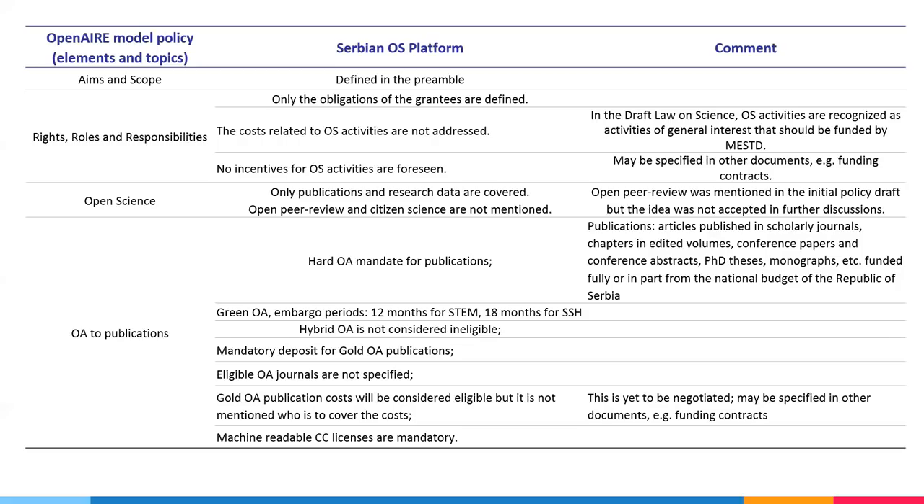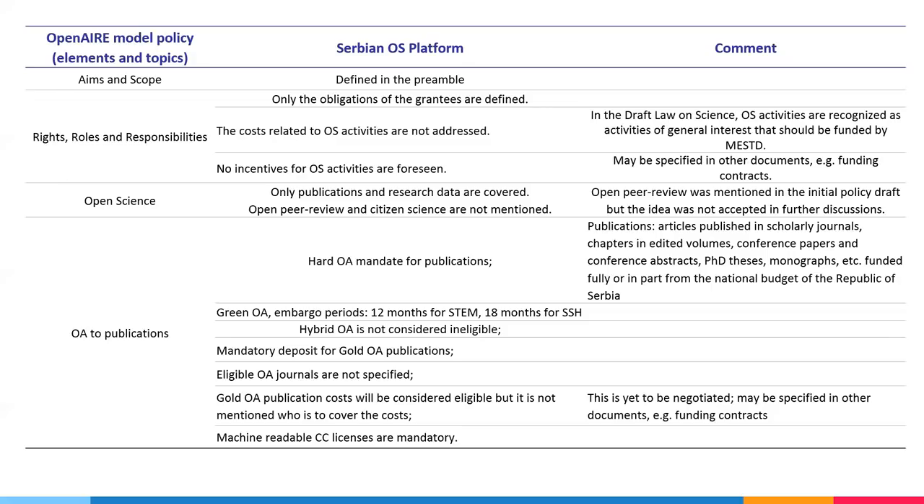Also, incentives are not foreseen in the national policy, but this is something that will be defined in funding contracts, and such things in Serbia are usually defined in this type of documents. The open access mandate for publications is hard. The embargo periods are somewhat longer than in Europe, 12 months for science and technology, and 18 months for social sciences and humanities. But we're having a bit of an unusual situation, because in most cases we don't have embargo periods. In practice, we don't have embargo periods for social sciences and humanities, because most researchers publish in local journals. So in most cases, when we have deposits related to those areas, we have a zero embargo period. Those items are immediately available in our repositories.